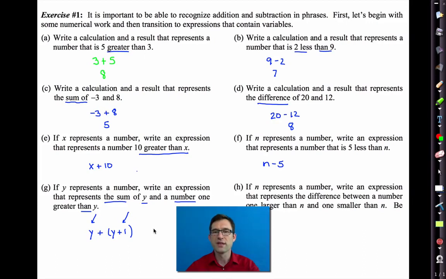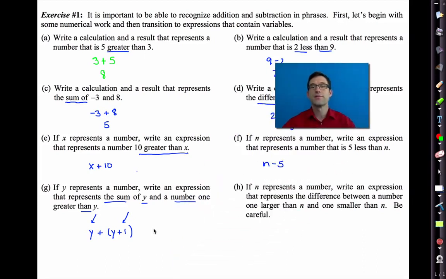If n represents a number, write an expression that represents the difference. The difference, key word here, the difference between a number 1 larger than n, and a number 1 smaller than n. Well, here's a number 1 larger than n. Here's a number 1 smaller than n. And here's the difference.